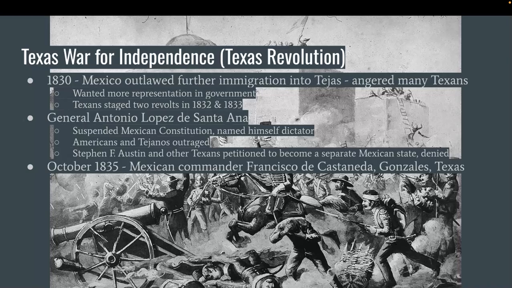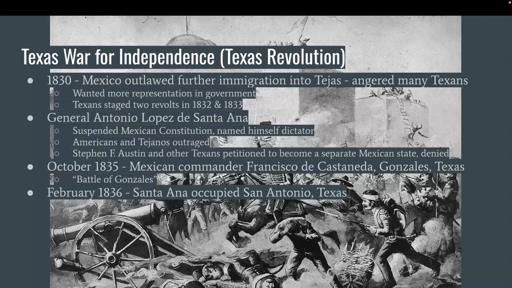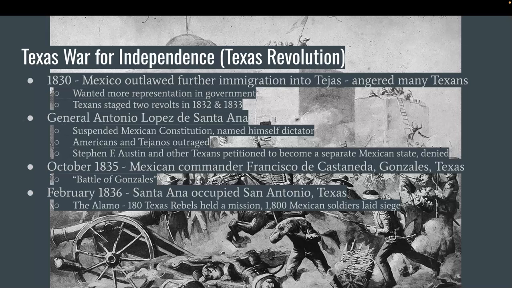In October of 1835, Mexican commander Francisco de Castaneda showed up in Gonzales, Texas, and the Battle of Gonzales happens. So the Mexican military is fighting Texans and Tejanos. In February 1836, Santa Anna ends up occupying San Antonio, Texas. I'm sure most of you guys have heard about the Alamo. So the Alamo is a mission located in San Antonio, Texas.